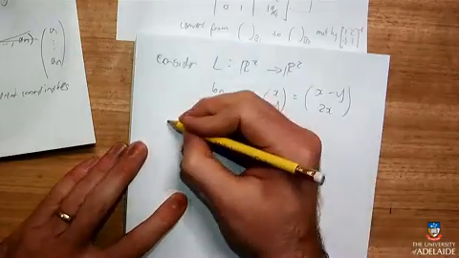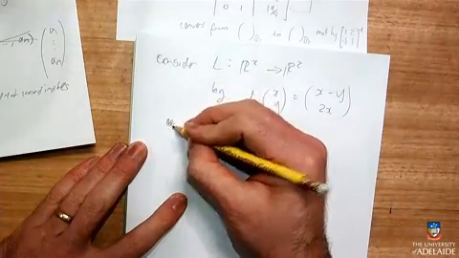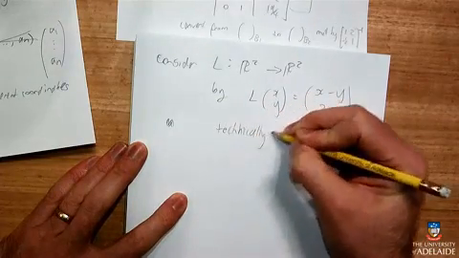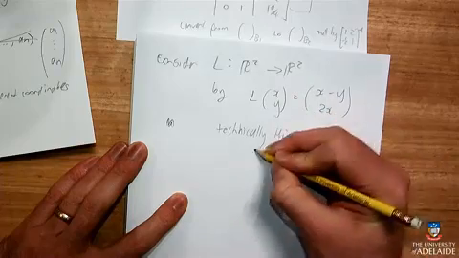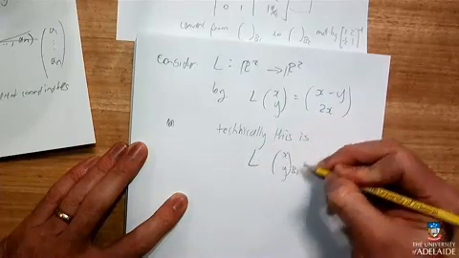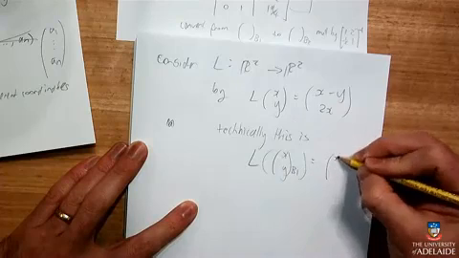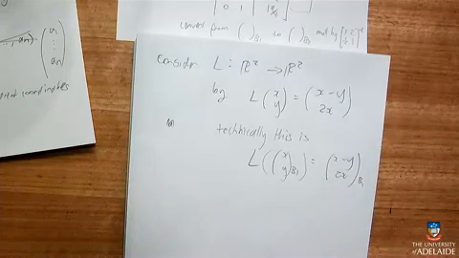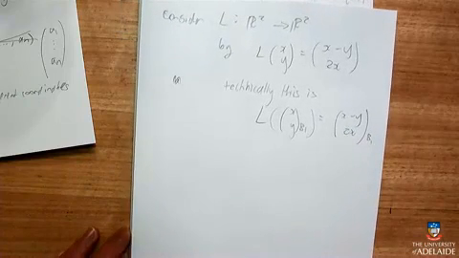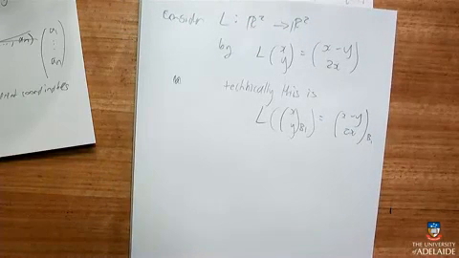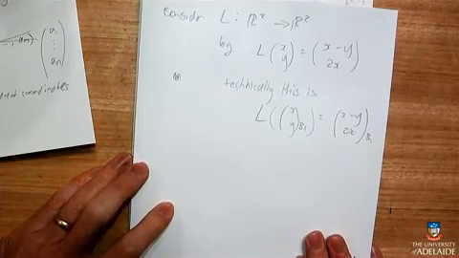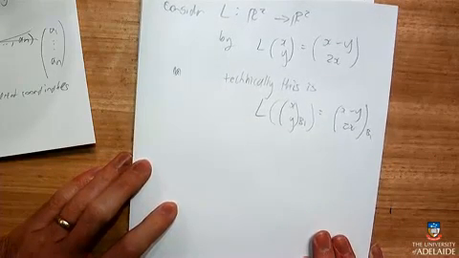So this is what it does. Technically, L of (x, y) according to basis 1 is (x minus y, 2x) according to basis 1. That's technically what we've got. And so it should be possible to figure out what it does in the other basis as well. Okay? I don't know this off the top of my head. I'm just going to try and make it up.